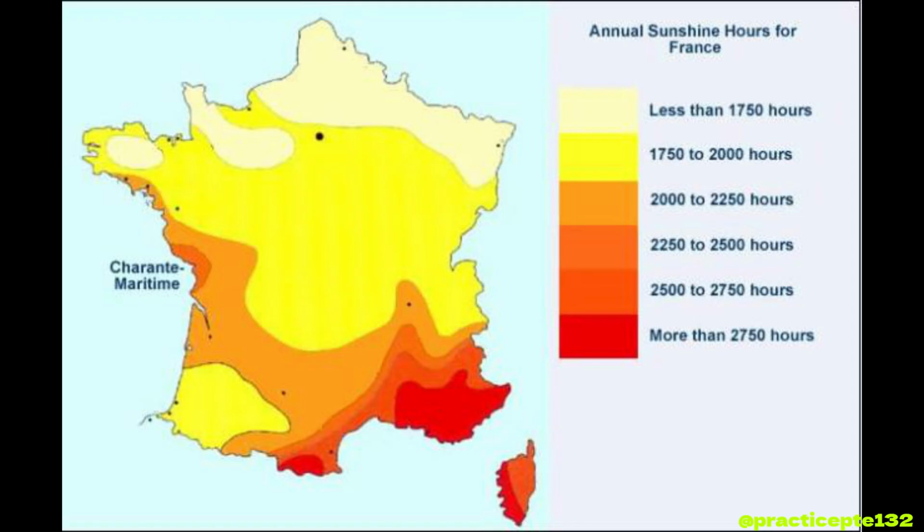Noticeably, the 1,750 to 2,000 hours, which is represented by yellow, is located in the middle and the majority areas of France. However, less than 1,750 hours can only be found in the northern part of France. In conclusion, France has relatively long hours of annual sunshine hours generally.